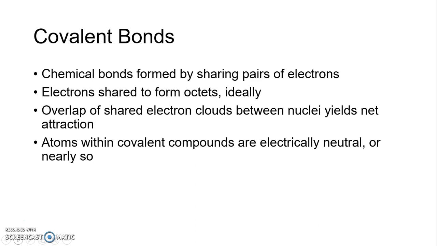The way this happens, it's not just an electron hanging out in between two atoms. What it really is, is an overlap of shared electron clouds. That overlap of electron clouds is the source of the attraction between the two nuclei. Normally, atoms within covalent compounds are electrically neutral, or at least very close to it.